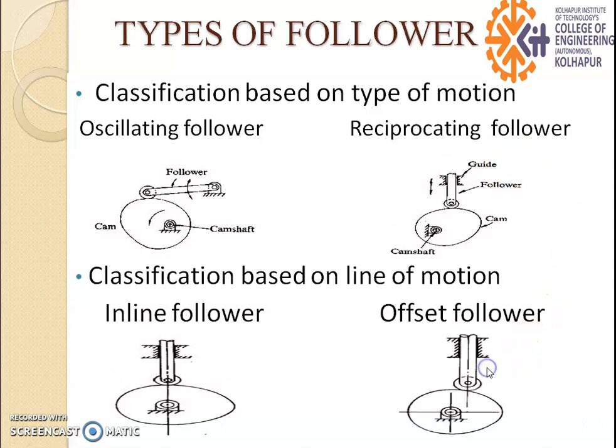Offset follower, in which the line of action of the movement of the follower is offset from the center of rotation of the cam. So in short we can say, in an inline follower the axis of the follower and the axis of the cam are inline. In an offset follower the axis of the follower and the axis of the cam have an offset.